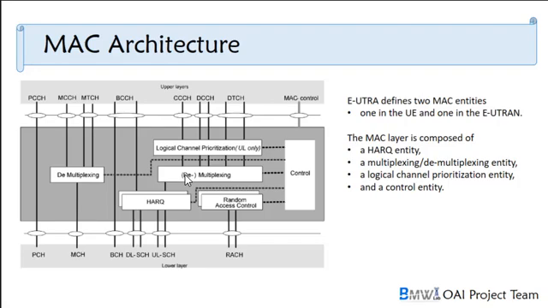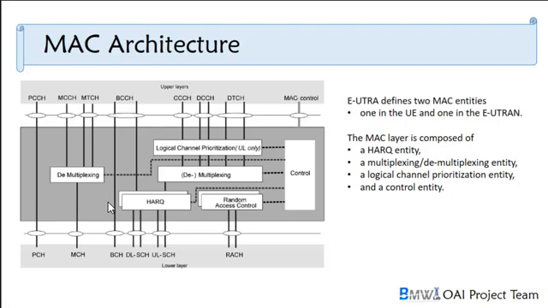Okay, we are going to the MAC architecture. E-UTRA is Evolved UMTS Terrestrial Radio Access. As I remember, that's the abbreviation. It defines two MAC entities: one in the UE and one in the E-UTRAN, where E-UTRAN means the network. The MAC layer is composed of a HARQ entity, a multiplexing and demultiplexing entity, a logical channel prioritization entity, and a control entity.